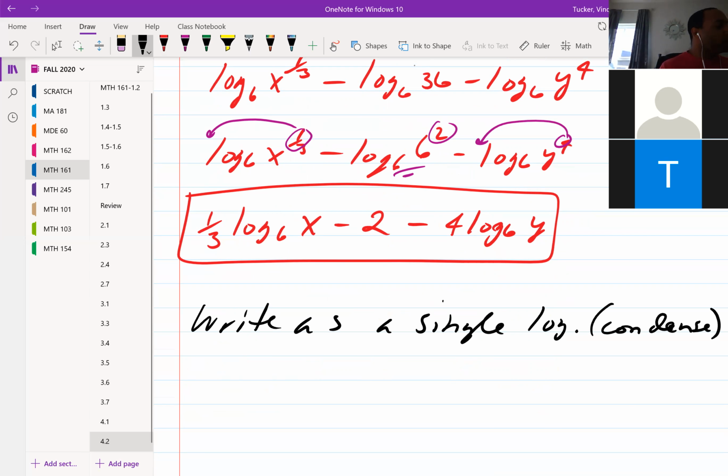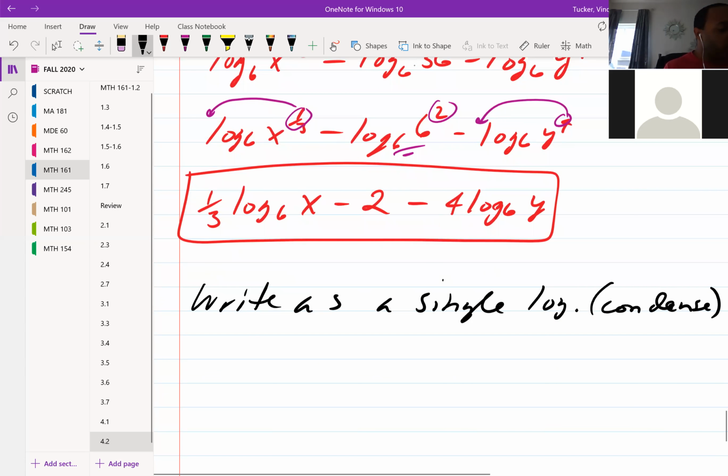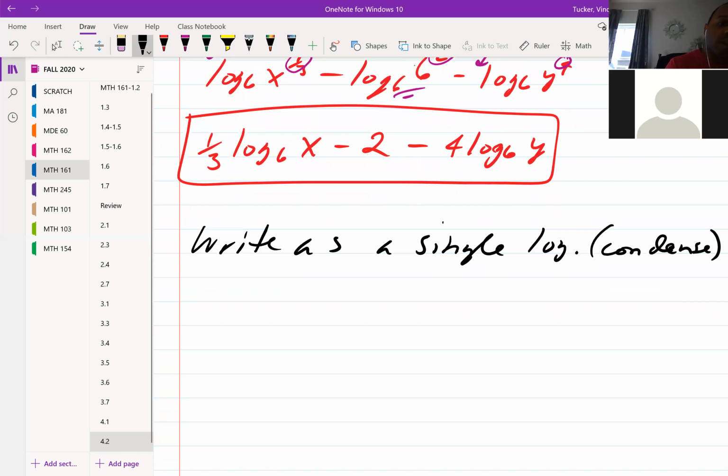All right, so next we're looking at writing as a single log. So instead of expanding, we're going to condense our expressions. So we're going to work in reverse. And remember, this doesn't work if our bases aren't the same. So we have log base 4 of 2 plus log base 4 of 32.